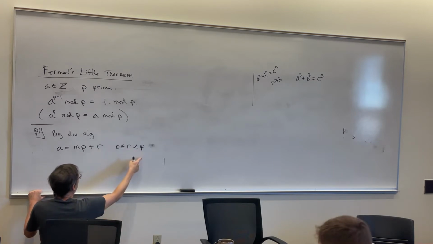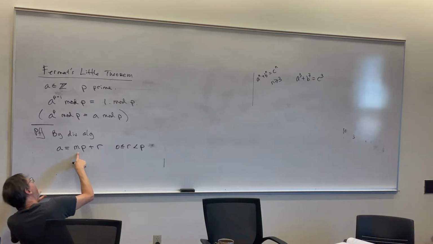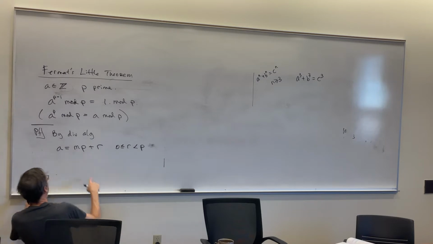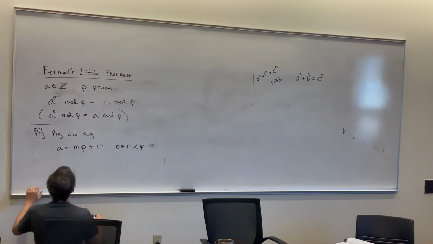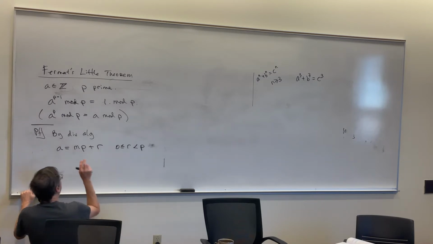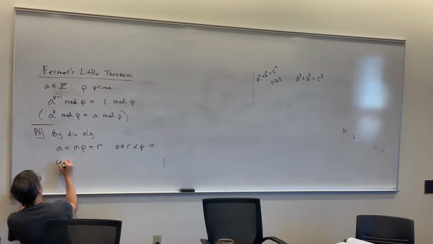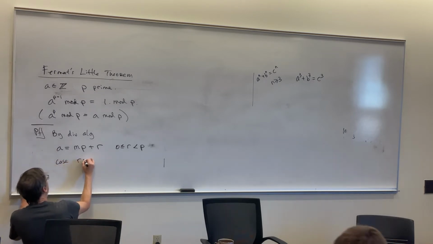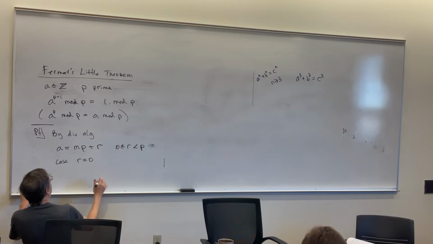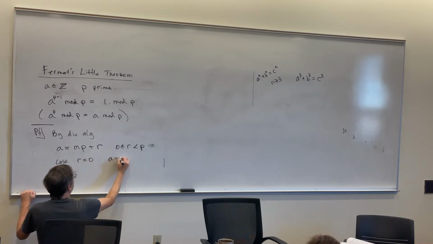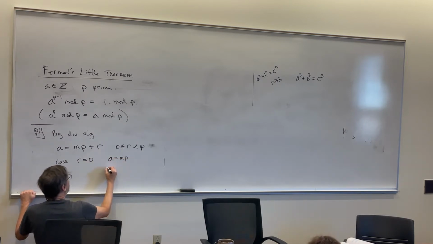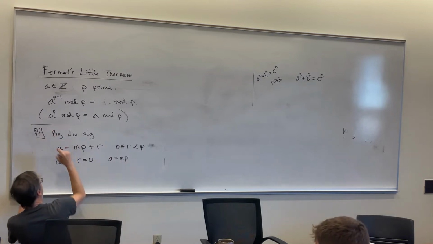Because if R is equal to P, then we'll just bump M up by 1 and we have a perfect division. And we shouldn't have had a remainder to begin with. So let's do some cases. If R is equal to 0, we'll just knock that out. This means that A is just MP, so it's a multiple of P.